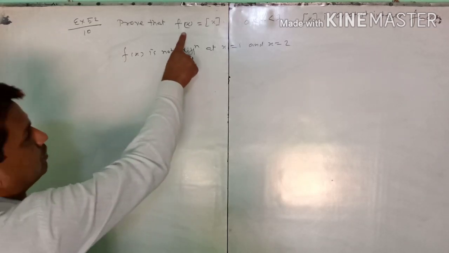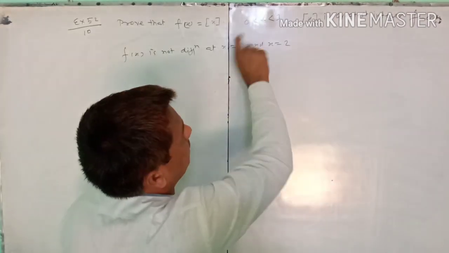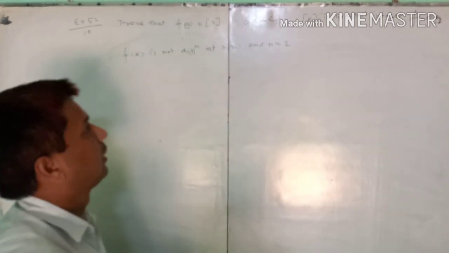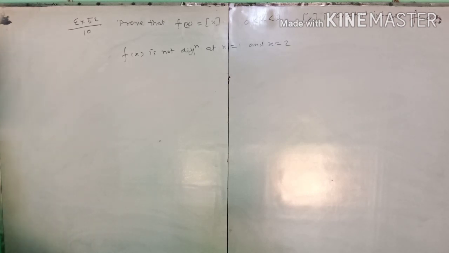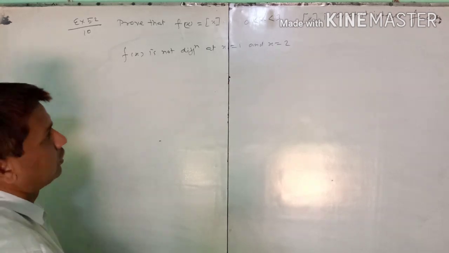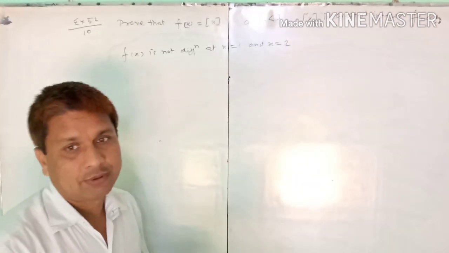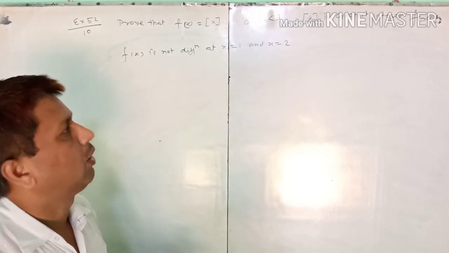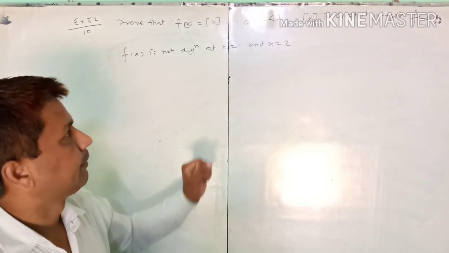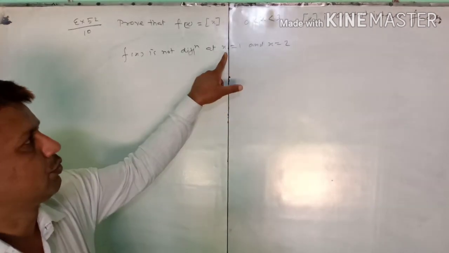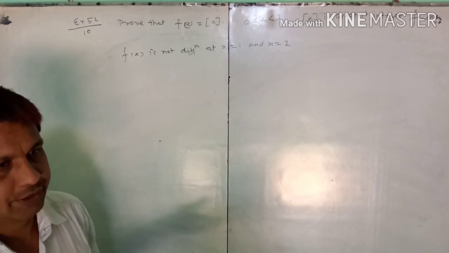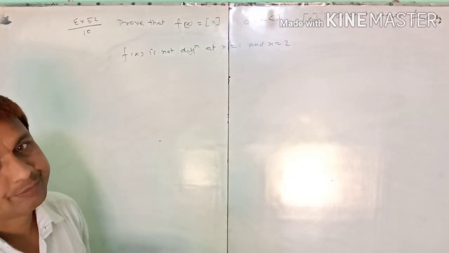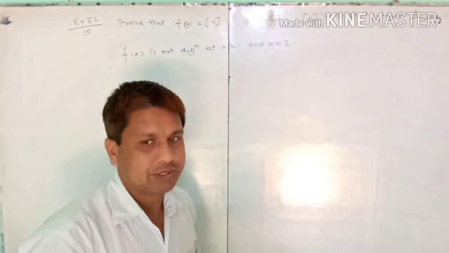Question number 10. Prove that f(x) = [x], for x less than 3 and greater than 0, where the big bracket [x] represents the greatest integer function. f(x) is not differentiable at x = 1 and x = 2. So here we have to prove that the given function is not differentiable at x = 1 and x = 2. So how do we find it? First of all, we find the left hand derivative at x = 1, then the right hand derivative at x = 1. If both derivatives are equal, then the function is differentiable at that point, otherwise not.